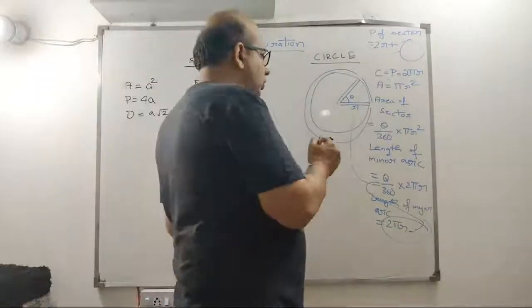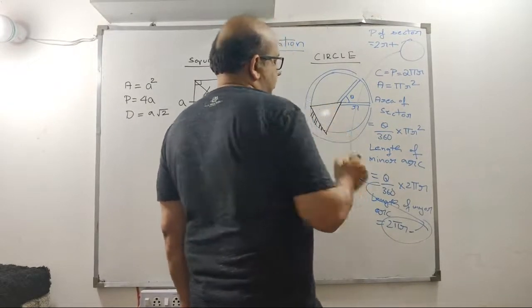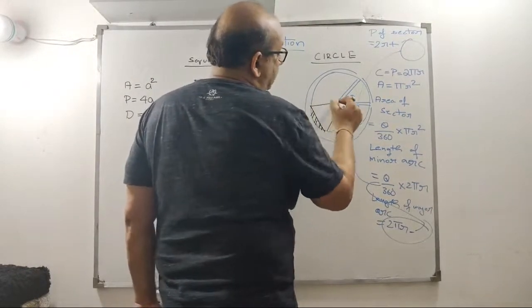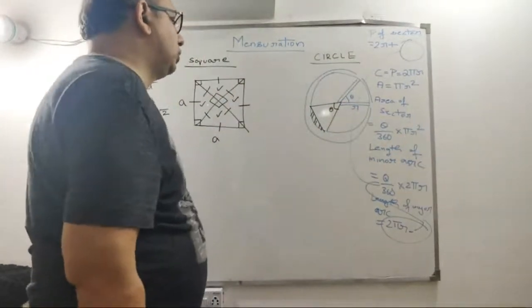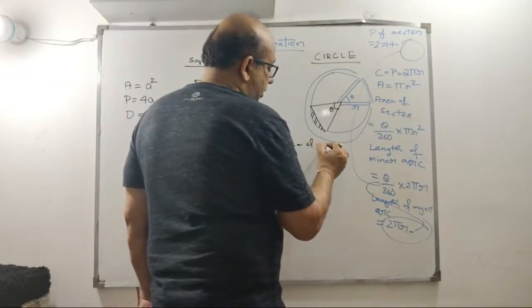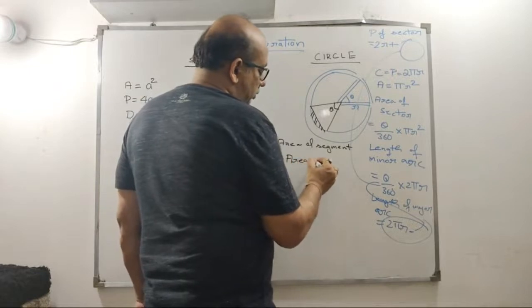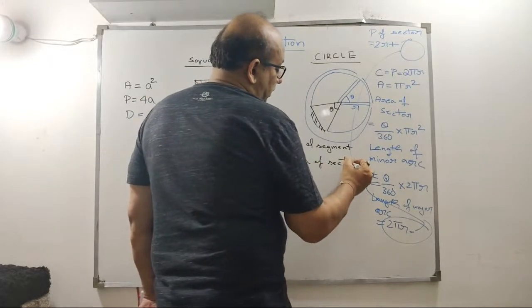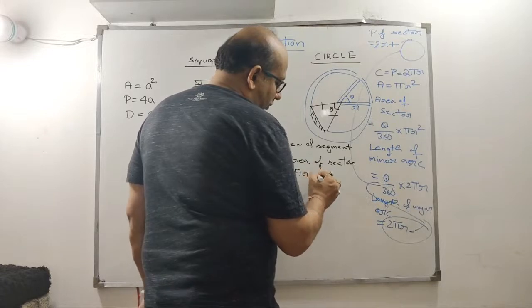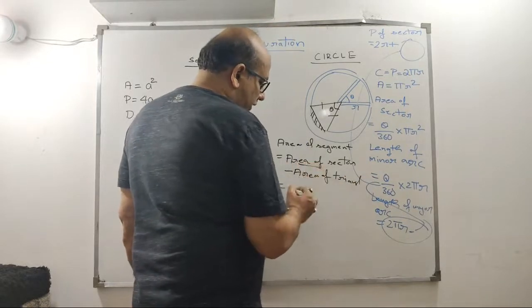The next thing that we have to do is segment. This is segment. So I need to find the area of the segment. Obviously this complete figure is another sector with theta angle. So area of the segment would be found by area of sector, which you already know, minus area of triangle, this isosceles triangle.